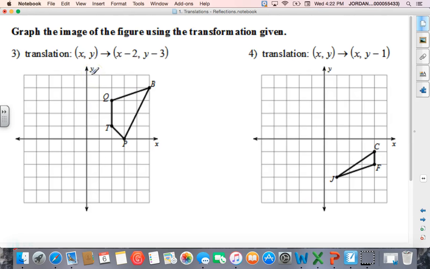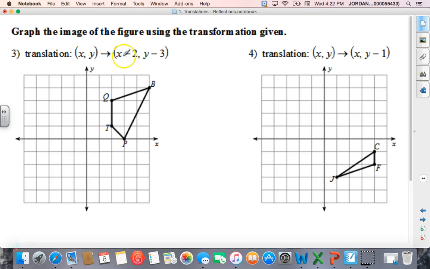Now this is a little bit different. We're going to actually have to graph the image of the figure, and we're given the rule. The difference is now we're not given the two figures. Before, we had to write the rule. Now we're given the rule and the original figure, and we have to translate it into the new figure. So what we need to identify is what does this x minus 2 do to this graph, and what does the y minus 3 do to this graph?